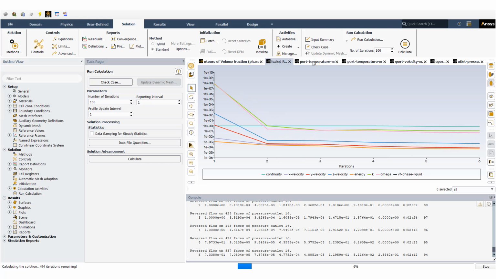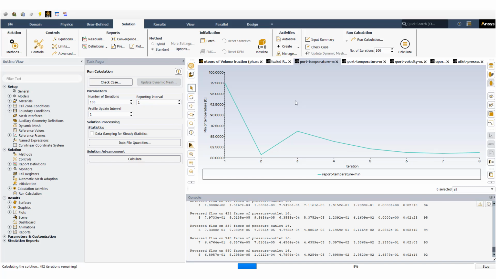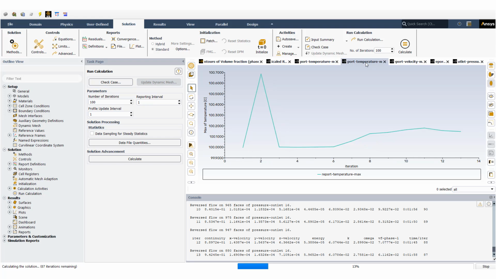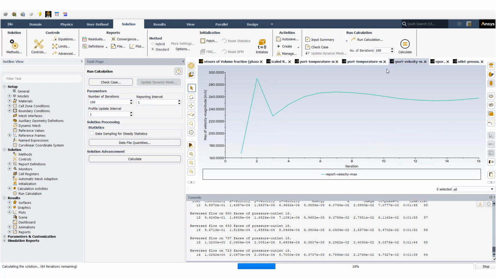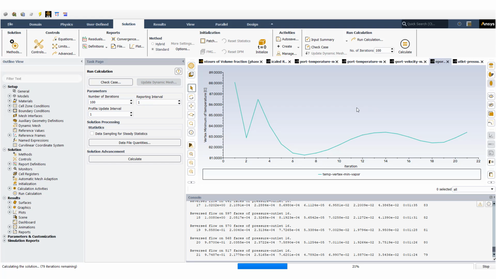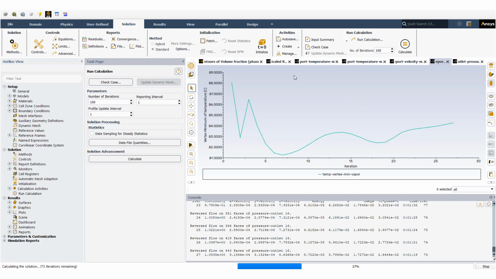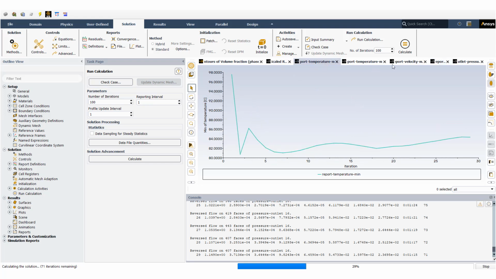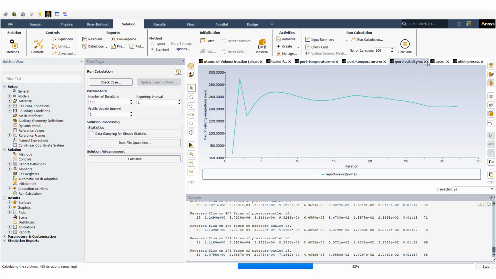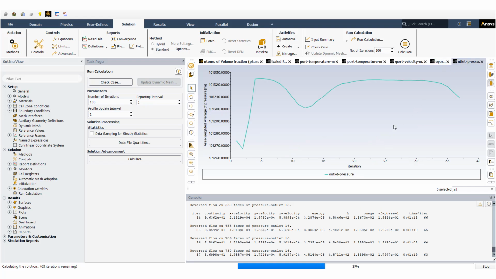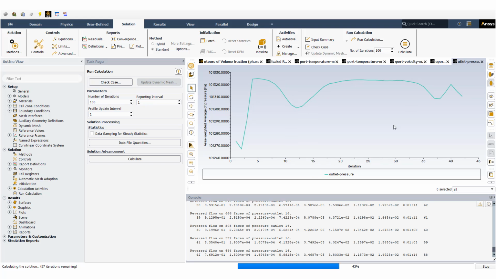These are the residuals. This is minimum temperature. This is maximum temperature. This is for monitoring maximum velocity. This is for the vertex minimum for the temperature. This is similar to this one. And this one is for pressure at the outlet, the static pressure at the outlet. I'll be back to you when the solution is done.